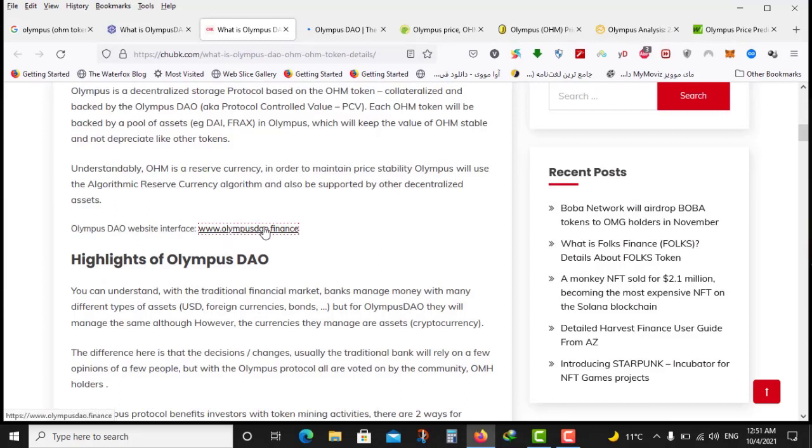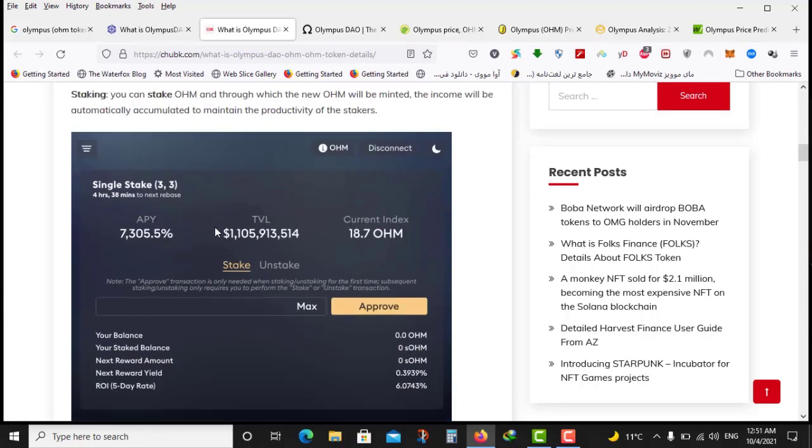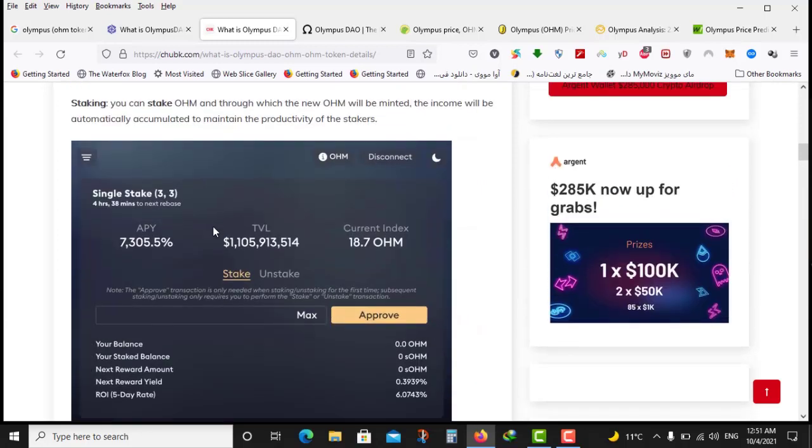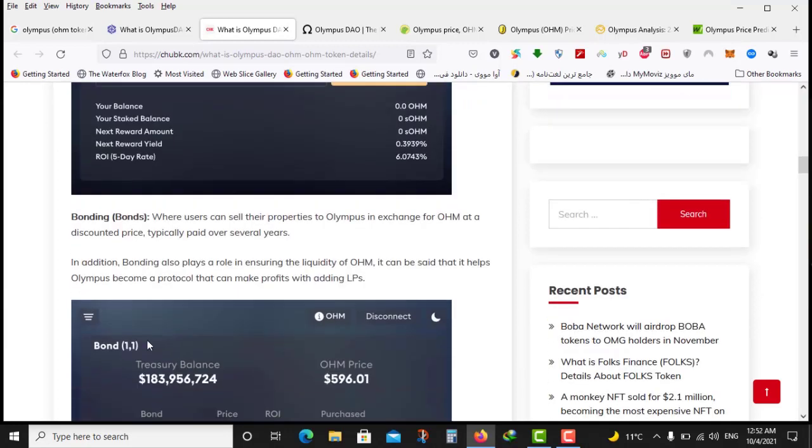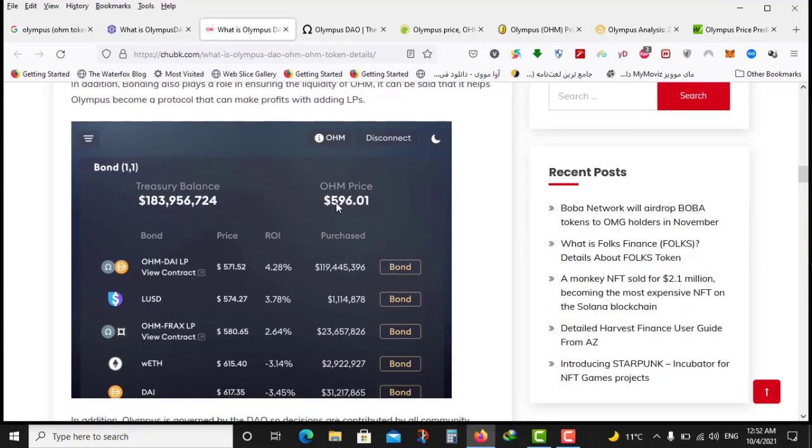Here is the main official website of the project. We'll see what's going on there. Highlights of the Olympus DAO are here. You can check it here by yourselves. Here are the staking contracts and terms for staking O. Here it was a little less than $600.